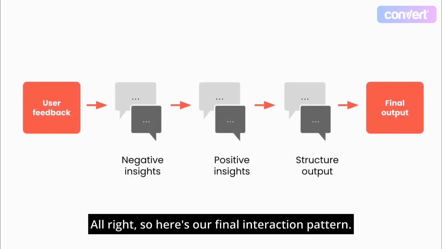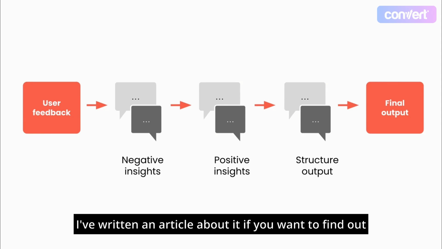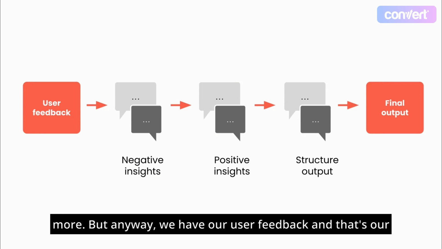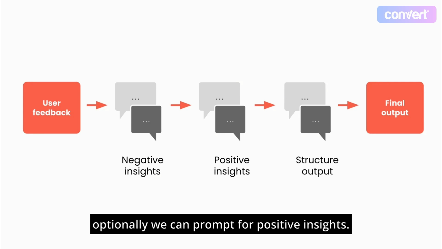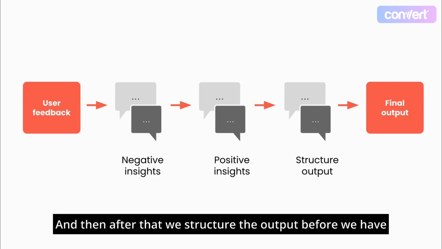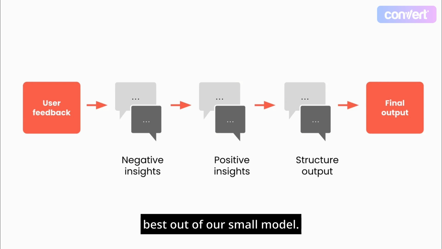All right, so here's our final interaction pattern. And yes, I'm trying to make interaction patterns a thing. I've written an article about it if you want to find out more. But anyway, we have our user feedback, and that's our input. Then we prompt for negative insights. And then, optionally, we can prompt for positive insights. And then after that, we structure the output before we have our final output. And using this interaction pattern, we're able to get the best out of our small model.